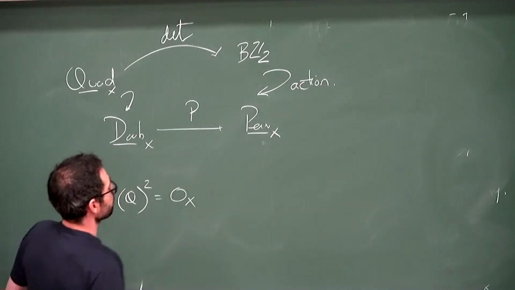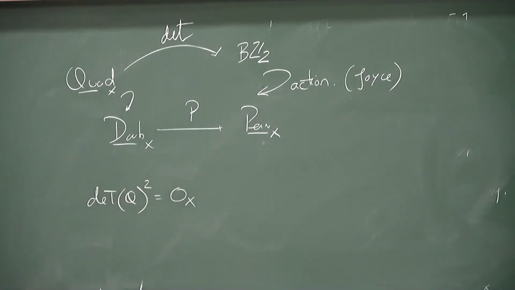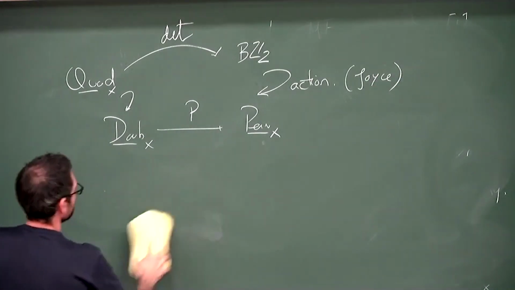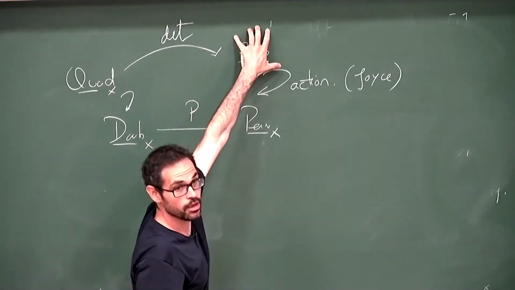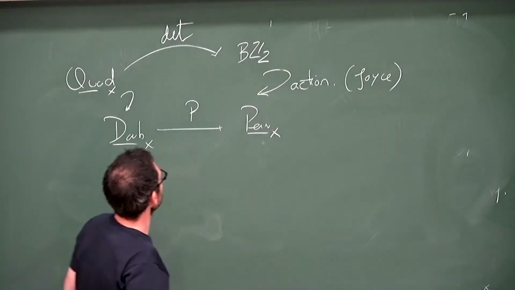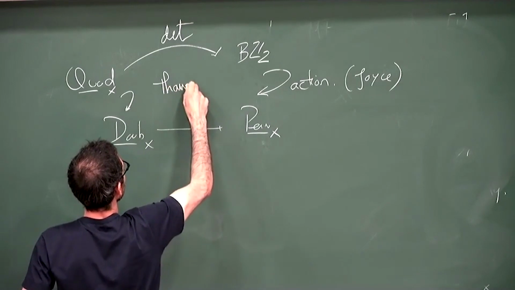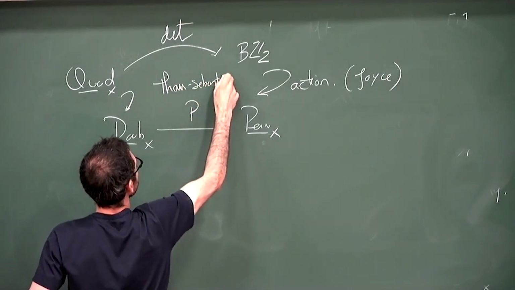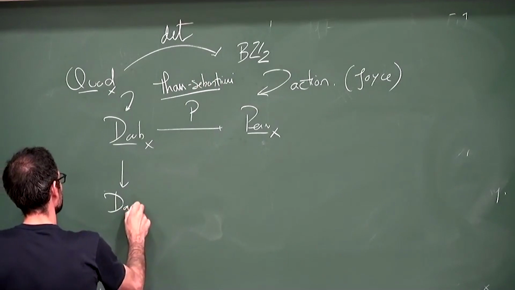So this is Joyce's construction. I'll not describe what this action is, but the key point is that there is an invariance of this functor. And actually, I could do the same for matrix factorizations, replacing these by dg categories and these by Azumaya algebras. I'll not have time to explain this. But the thing is that this whole action is compatible, and this compatibility is called the Thom-Sebastiani theorem. So in particular, this passes to the quotient.